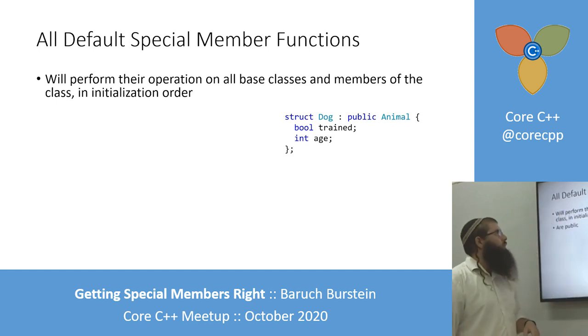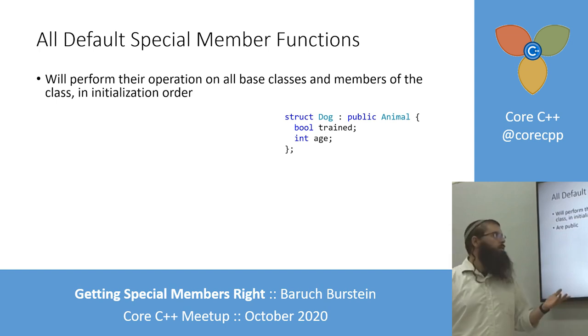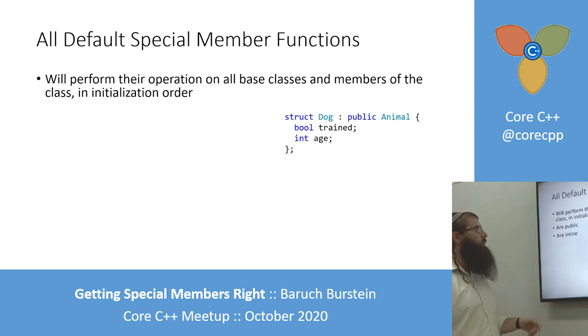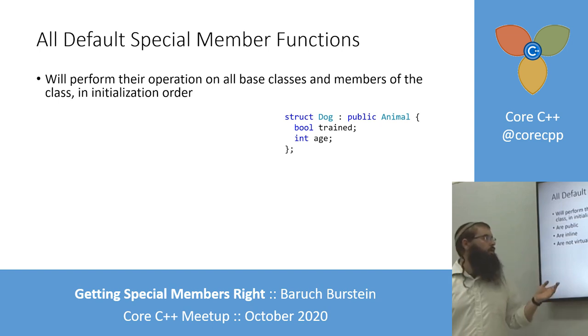I thought this is actually a bit more clear, but they're equivalent. The two things are initialization. We're saying the same thing. And the same goes for all the other ones, except of course the destructor, which will destruct them in reverse order. It will call the destructor of age, then trained, then animal.